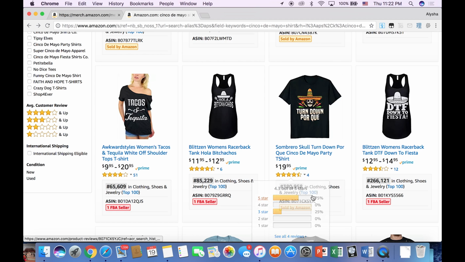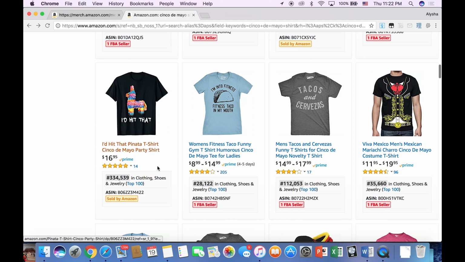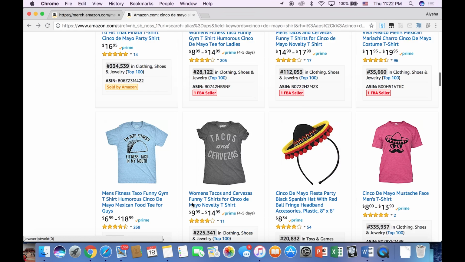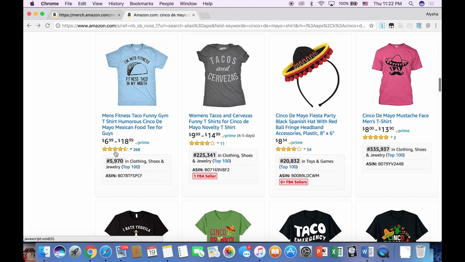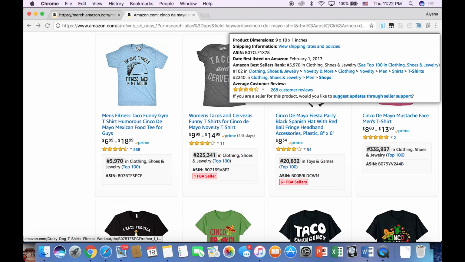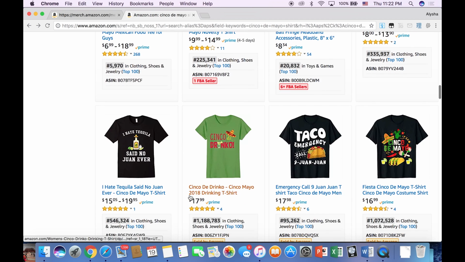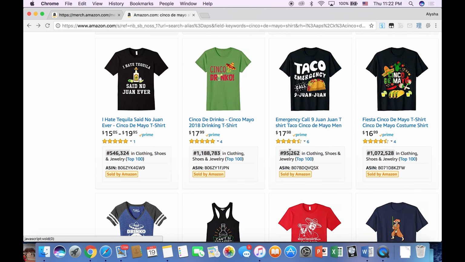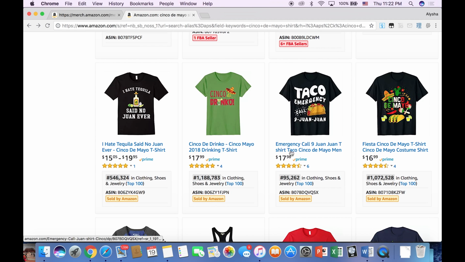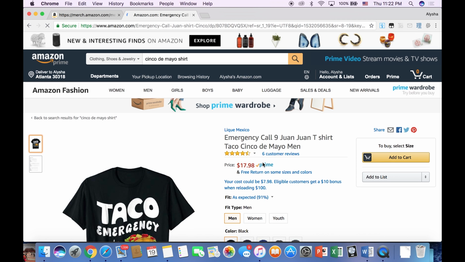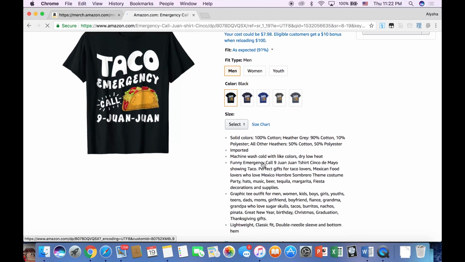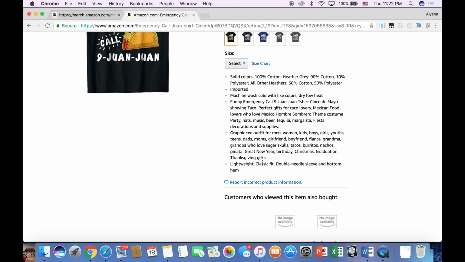Pretty good ranking. Lots of reviews. That's a good sign. It looks like this shirt is selling pretty well. I'm going to skip over the FBA seller. Let's see if we can find something with a little better ranking. This is really good ranking, but this is not Amazon merch, so we're going to skip over that. This one has 6 reviews. That's a very good t-shirt. It looks like it's selling a lot, so let's see what keywords they were using.